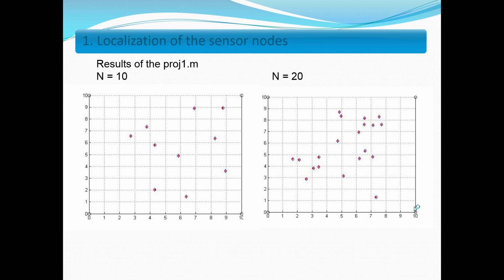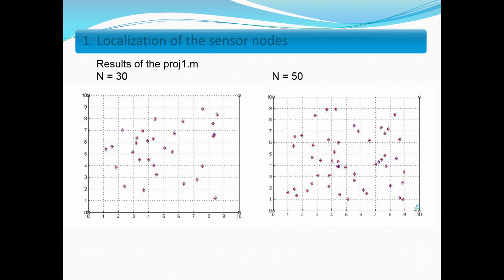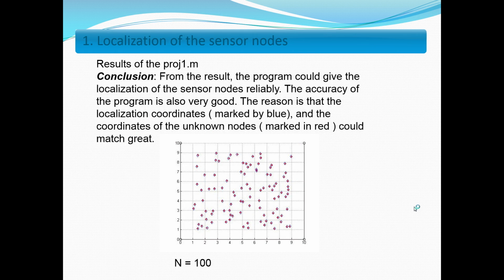Here is the result. We can see when the unknown nodes is 10 and 20. And I want to make a remark that here the unknown node is marked by red star, and the reference node is marked by black circle. The localization of the unknown nodes is marked by blue. Here is when n is 30 and 50. Here this image shows when n is 100.